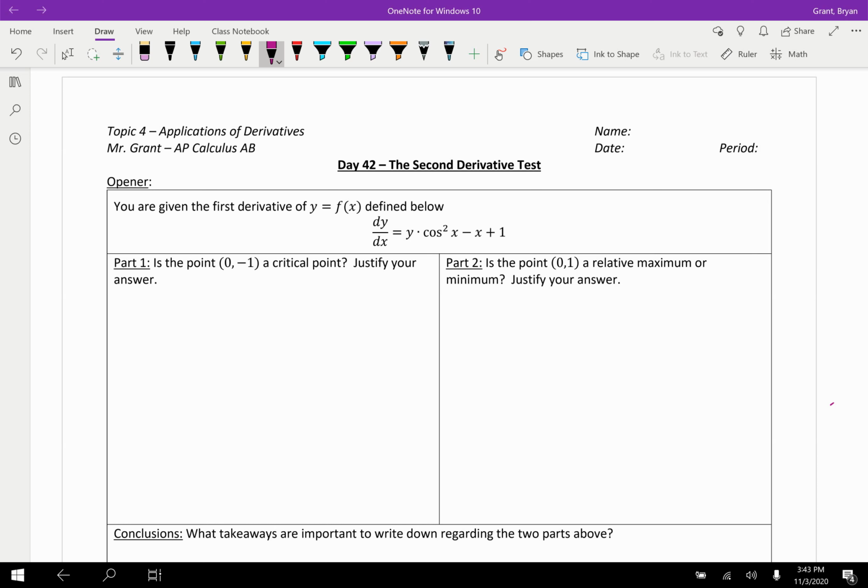Well, I am super proud of you. You guys made it through our day 41 concavity, and that was definitely a tricky one at the end. And now we're on to a much easier day.